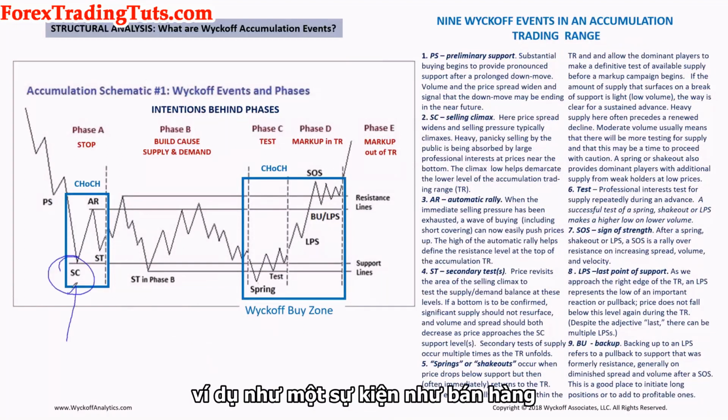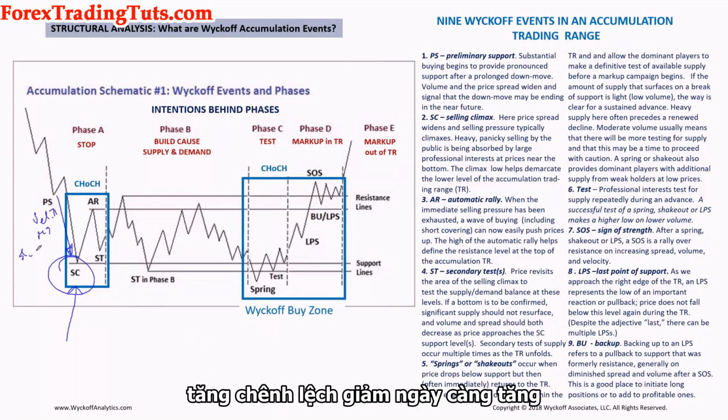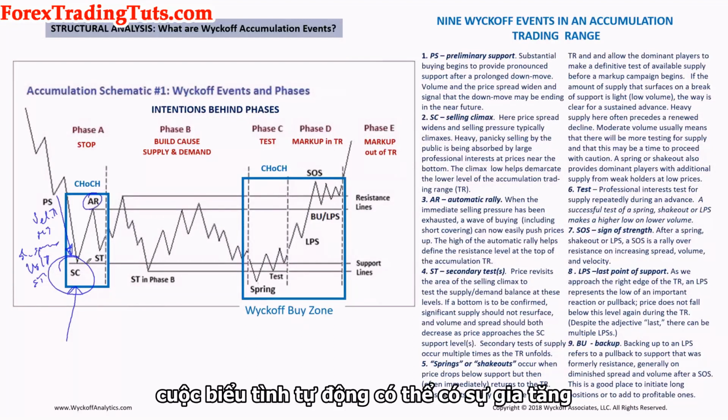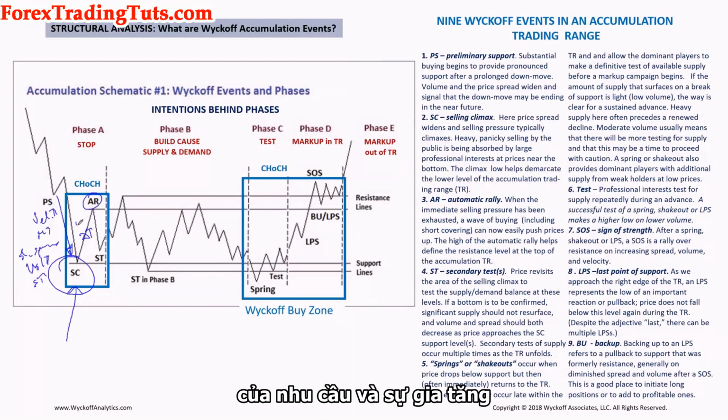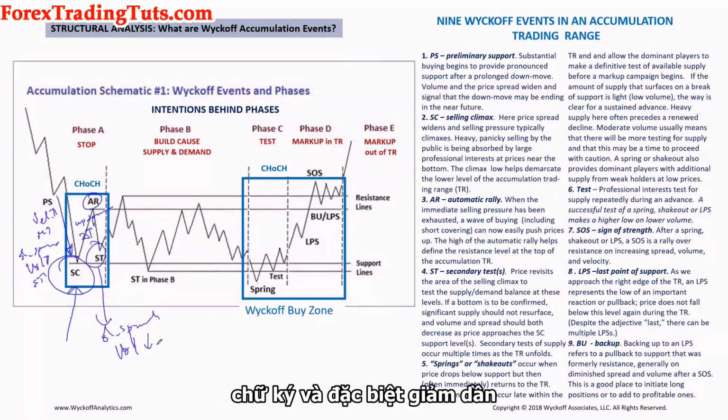Well, for instance, an event like selling climax is going to be associated with the increasing momentum to the downside, increasing downward spread, increasing volume signature, increasing supply signature. Automatic rally might have the increase of the demand and increase of the upspread behind it. Secondary test is going to see the diminishing downward spread and diminishing volume signature, and specifically diminishing supply signature.